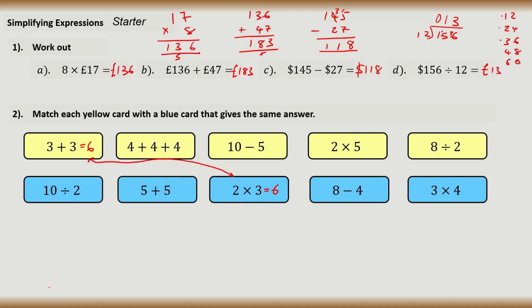I'm going to change my color for the next question. I'm going to go blue, I think. Okay. 4 add 4 add 4. 3 lots of 4. If I add them together, it gives me 12. And oh look, I've got 3 lots of 4 here, which is also 12. So I can connect 12 and 12. There.